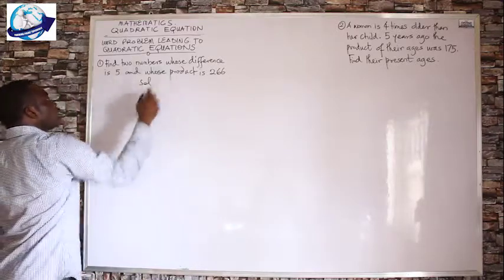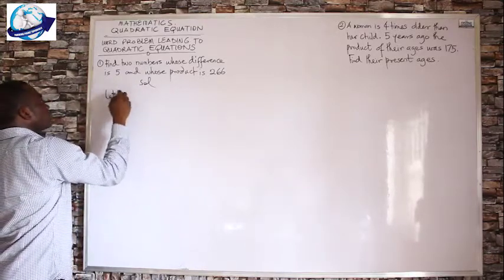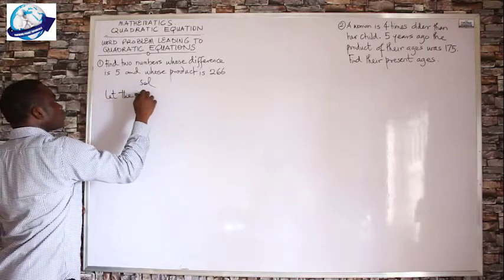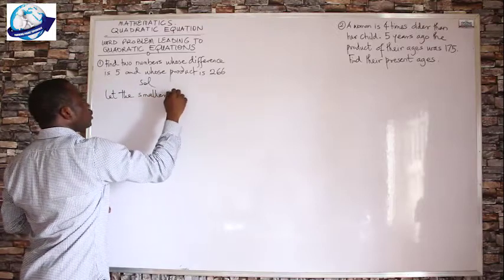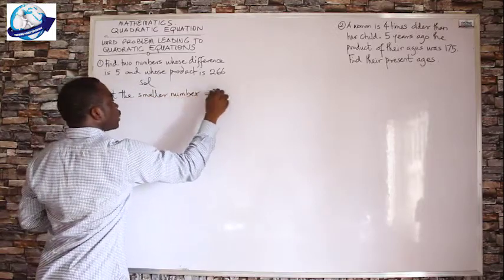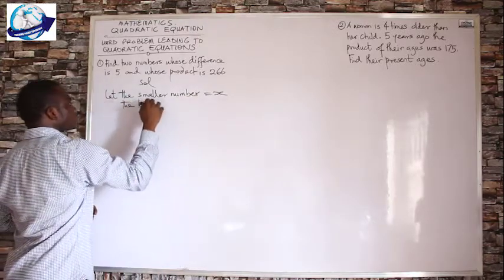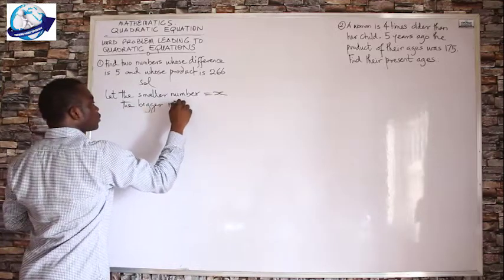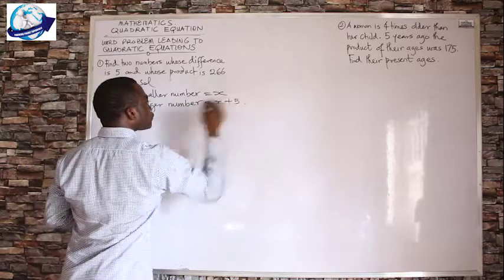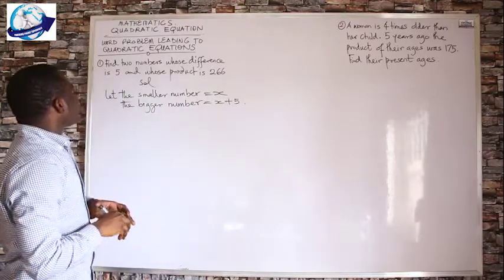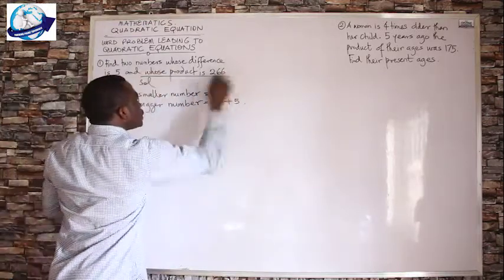Let the smaller number be equal to x, and then the bigger number should be, of course, x plus 5. So now we want to look for these two numbers. Now we have x and x plus 5. They say something about them whose product is 266.